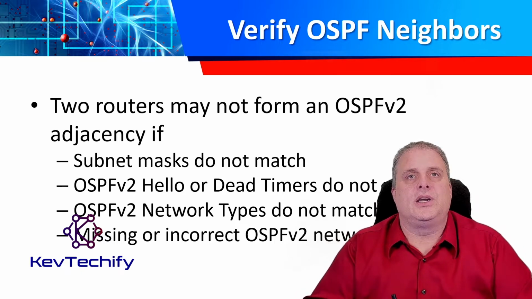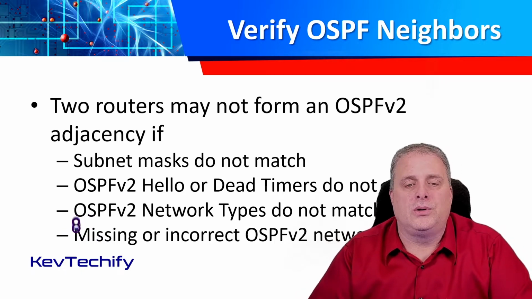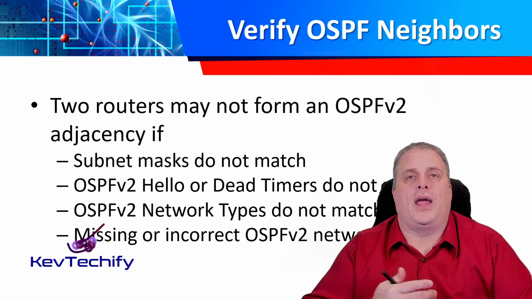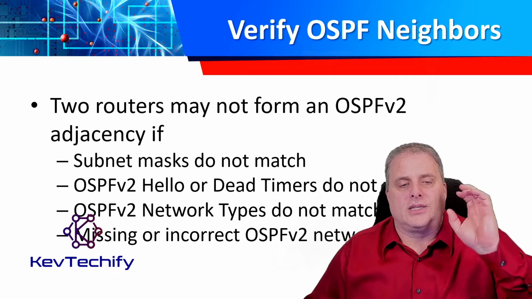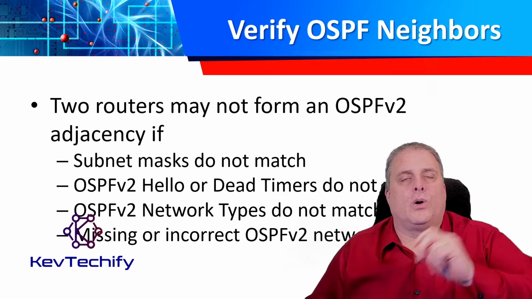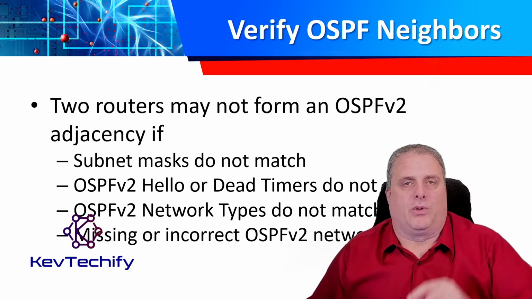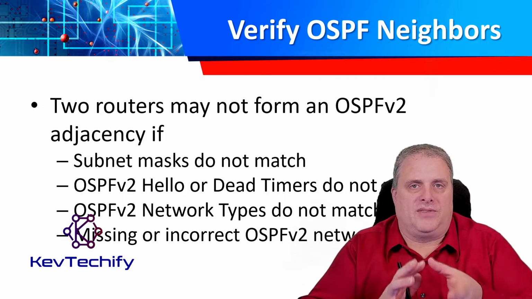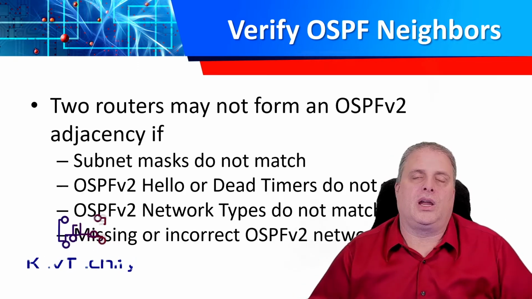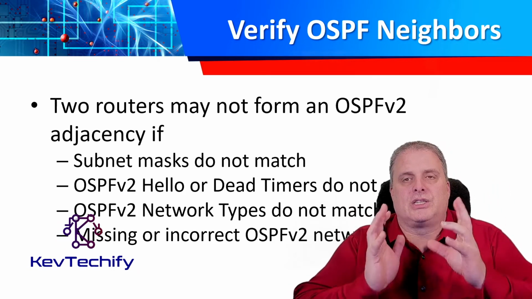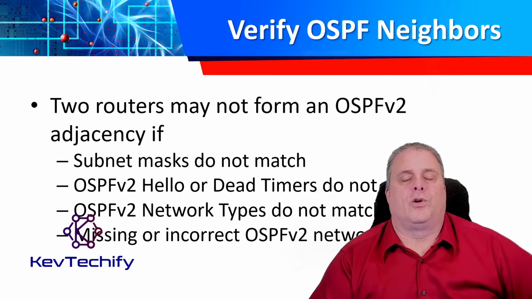A third reason here is for OSPF version 2, your network types don't match correctly. And finally, the fourth one here is that you have missing or incorrect OSPF version 2 network commands. You configured OSPF incorrectly somehow. You mistyped something in, you forgot a command. It just isn't correct, so it's not going to form that adjacency.